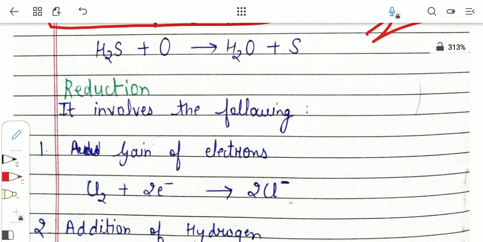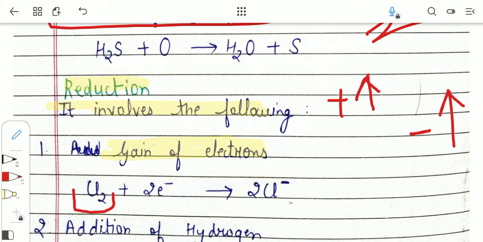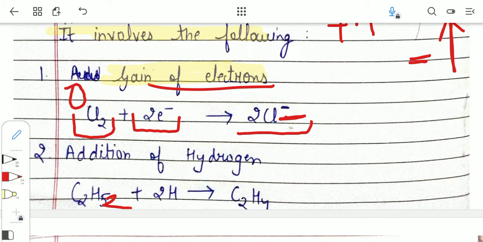Now let us talk about reduction. Reduction involves the following. The very first is the gain of electrons. As I said, in oxidation the positive charge increases and in reduction the negative charge increases. As you can see here, there is Cl2, and when this Cl2 gains 2 electrons, it forms 2 Cl negative. Here the Cl2 carries no charge, so the charge is 0, but over here the charge becomes negative. Whenever the negative charge increases, we say that there is reduction. Now the next point is the addition of hydrogen.